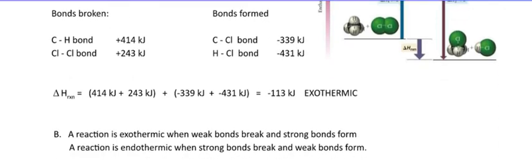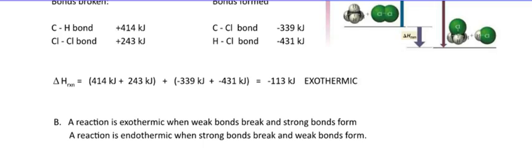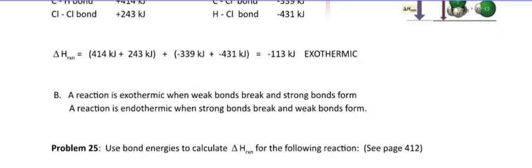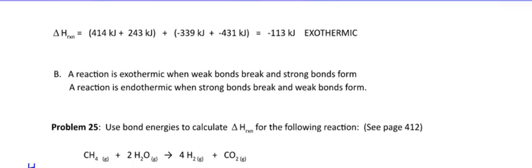All right, so a reaction is exothermic when weak bonds break and strong bonds form, and it's endothermic when strong bonds break and weak bonds form, okay? So it says use the bond energies to calculate this reaction. Well, what was my first suggestion? Draw the structural diagrams. So will you do that for this reaction? Actually draw out using your Lewis structures, just like what we did earlier in chapter 9. So pause this and draw them.